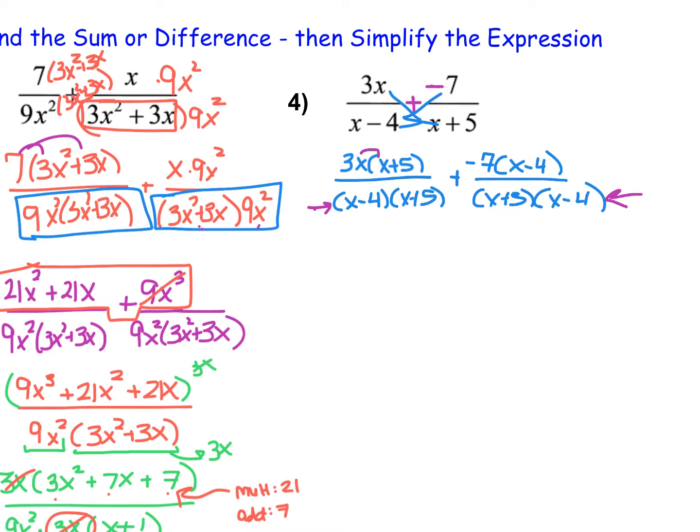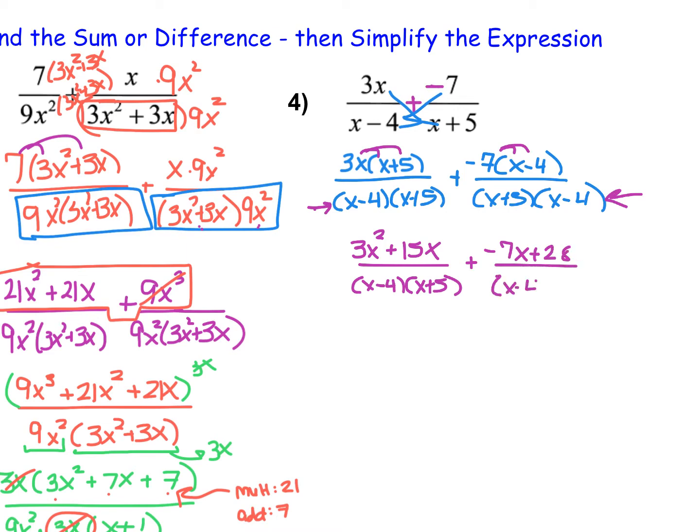Before I do that, however, I'm going to distribute to make this a little bit simpler to look at. So I end up with 3x squared plus 15x all over x minus 4 times x plus 5. And then I have -7x plus 28, and I'm going to use that same denominator order of x minus 4 times x plus 5 because I can switch those multiplications around and they are still equivalent.